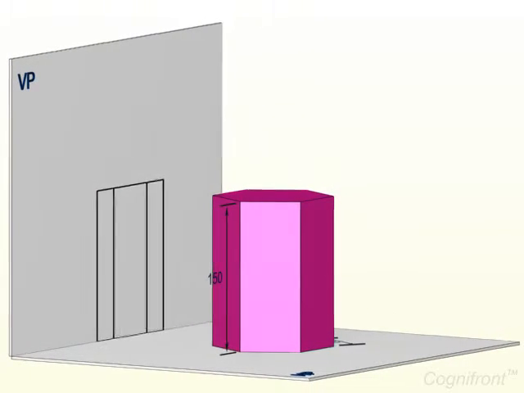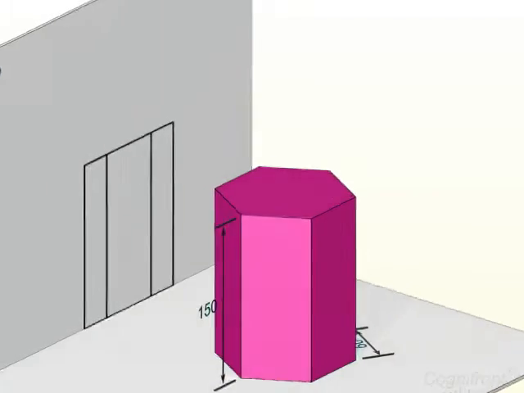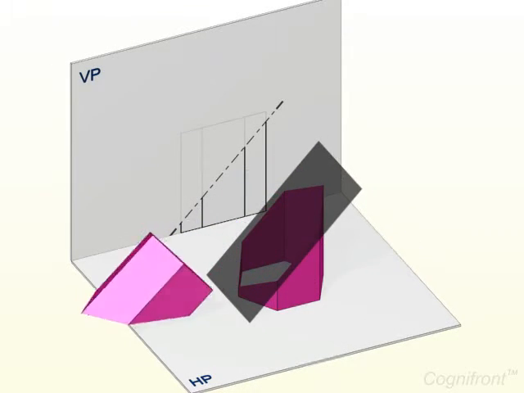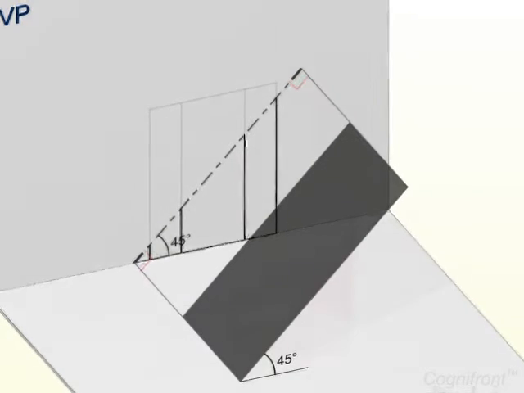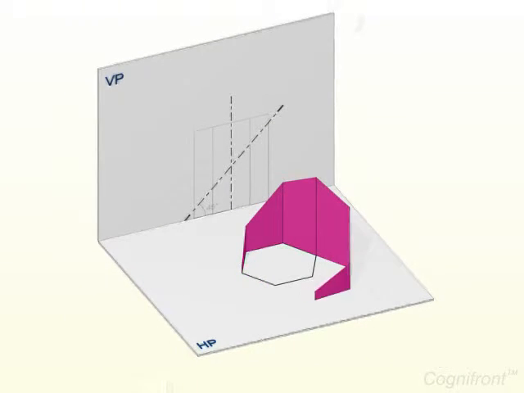The hexagonal prism is resting with its base on HP. One of its sides is parallel to VP. It is cut by a plane inclined at 45 degrees to HP and perpendicular to VP. The plane bisects the vertical axis of the prism.